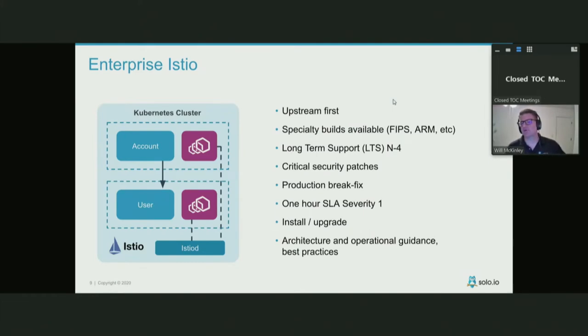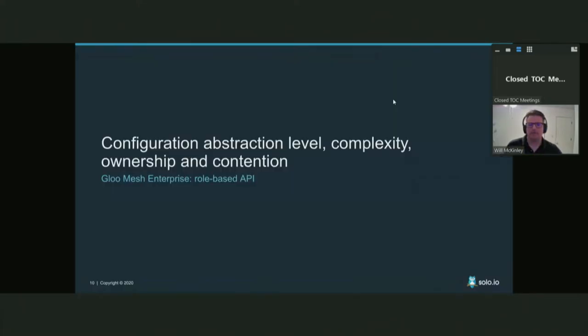Our version of Enterprise Istio, we always do upstream first, right? So if there's some kind of fix, we will always put it in the community, but we'll have specialty builds available as well. So if you have some kind of special requirements there, we can comply with those. And we will also support critical security patches, and our SLA is quite fast there.